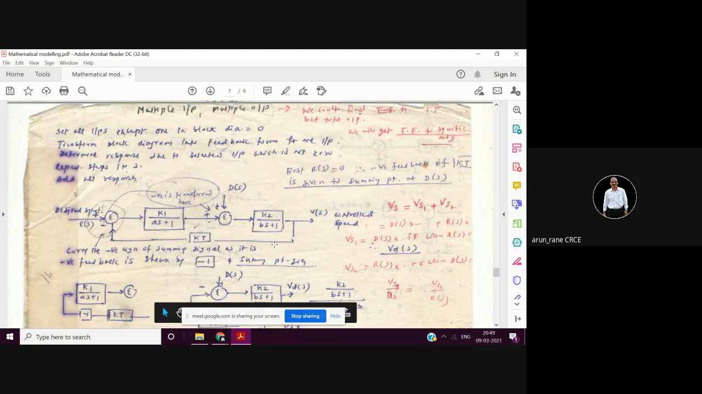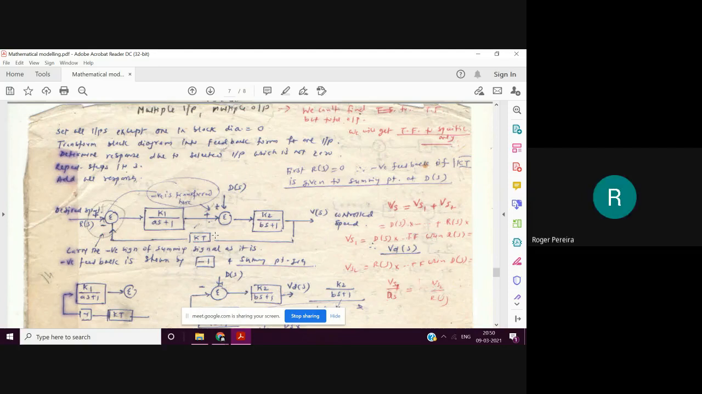Now, in this case, how do we start? Out of these two inputs, you first assume one input as zero and find out the output only because of this one input. The two inputs are Rs and Ds. First assume Rs is equal to zero and find the output because of Ds. Then assume Ds as zero and find the output only because of Rs. Then you add both. This is the procedure.